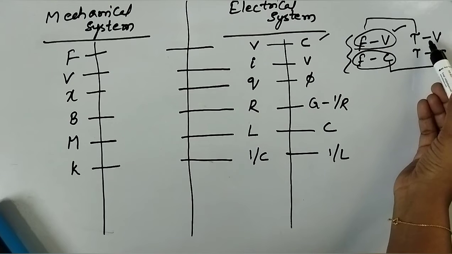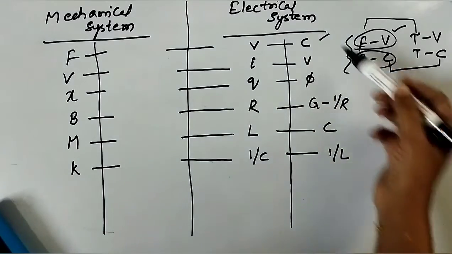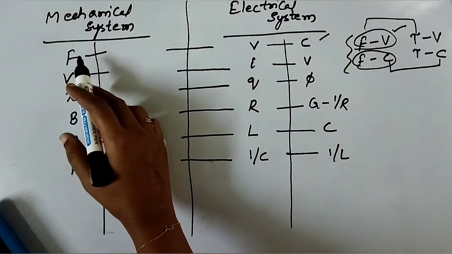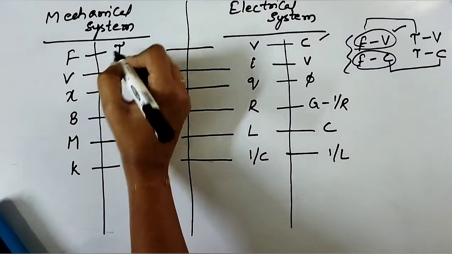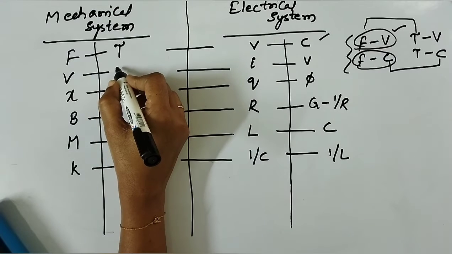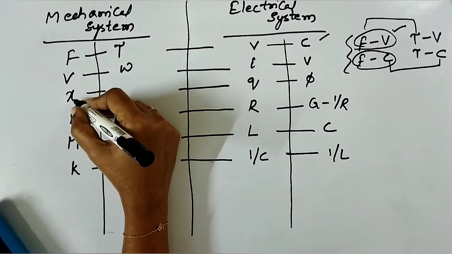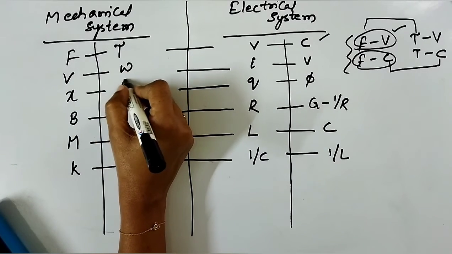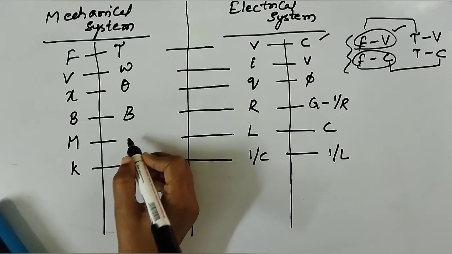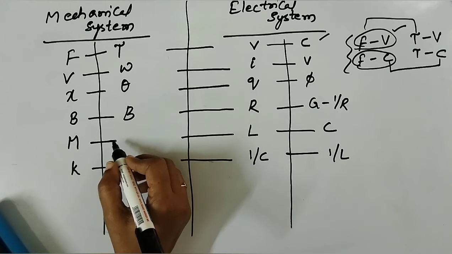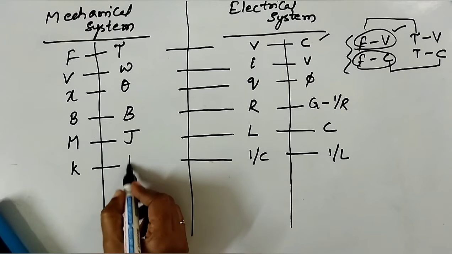Now we'll see the torque voltage analogy and the torque current analogy. Nothing changes here. The only difference is that in the translation system, force is the input, while here torque is the input for the rotational system. The output is velocity or displacement, which for the rotational system is angular velocity, or theta, where x is the displacement in the translation system. B, the dash pot, is the rotational frictional coefficient here, and mass, the storage element, is represented by the moment of inertia J. K, the stiffness of the spring, is the same here.